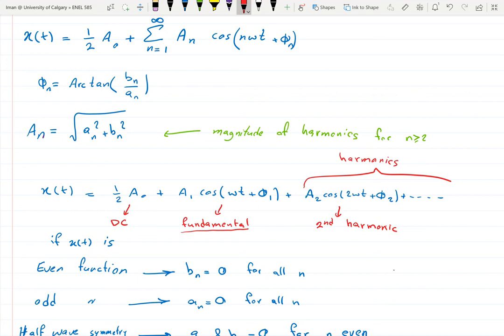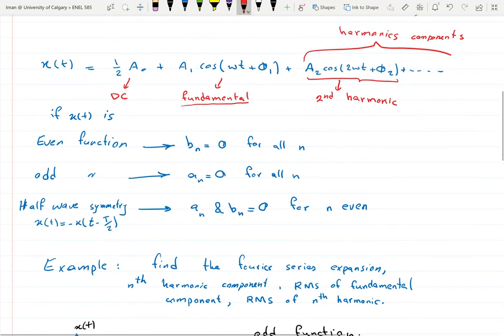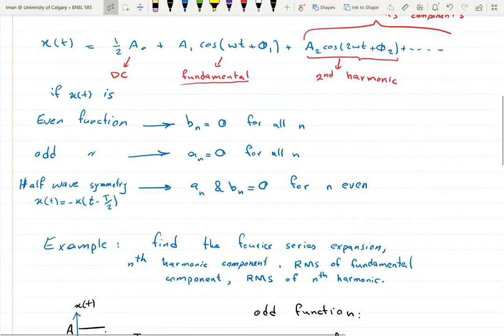So everything from n equals 2 to infinity is called the harmonic components. So all of this will be harmonic components. When n equals 2, this would be our second harmonic. And when n equals 3, a3 cosine of 3 omega t plus phi 3 would be your third harmonic. Okay, so these are some definitions that some of you were asking about.